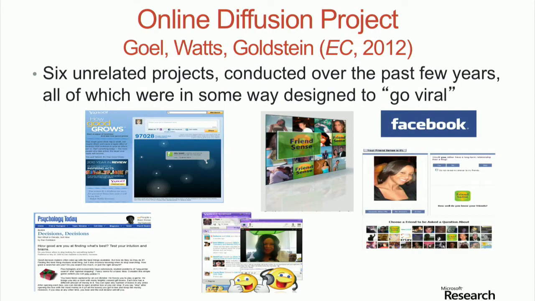It was a different project each time. This one was a synchronous video viewing app. This one was a philanthropy project where we were trying to get people to do something nice for someone through a pay it forward mechanism. We had a bunch of Twitter data. We had six different data sets that were different in terms of scale, different in terms of the networks, different in terms of the underlying population, and different in terms of the adoption mechanism. But they all had some kind of social referral mechanism built into them.